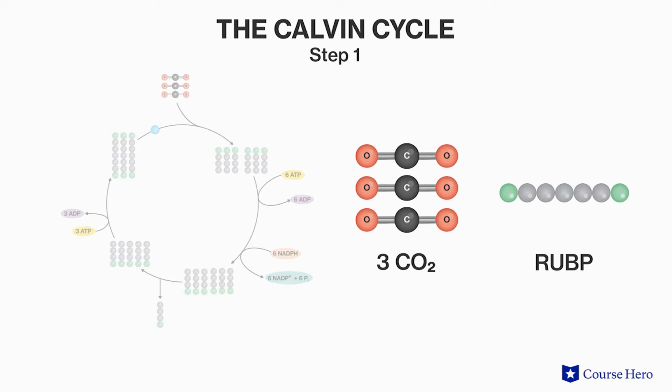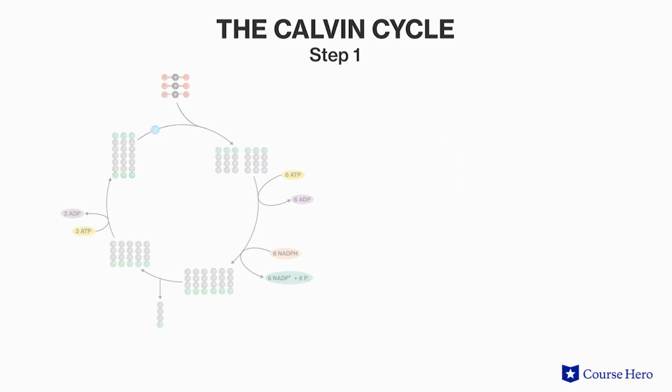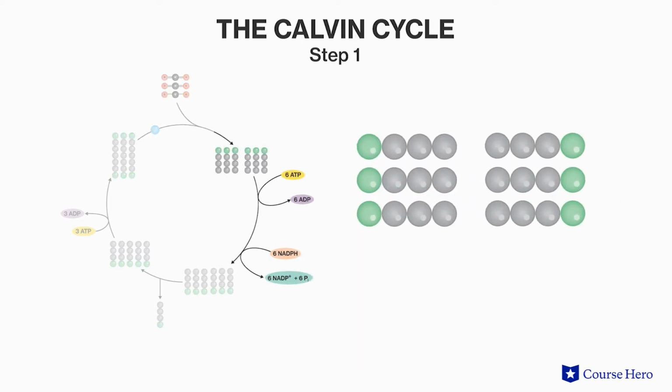The main steps in the cycle are: first, rubisco combines a 5-carbon sugar, ribulose bisphosphate or RUBP, with carbon dioxide. A total of 3 carbon dioxide molecules are combined with 3 RUBP molecules. The result is a very unstable compound which splits in half, forming a total of 6 3-carbon molecules known as 3-phosphoglyceric acid or 3-PGA.